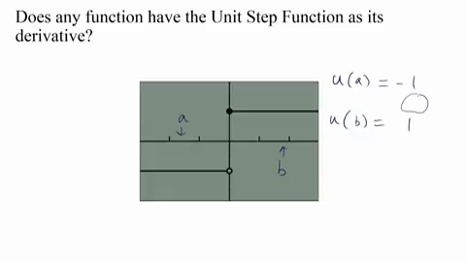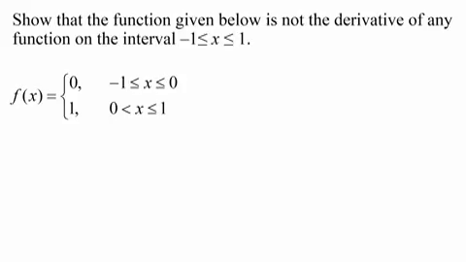Now it's time for you to try a problem. Show that the function given below is not the derivative of any function on the closed interval from -1 to 1. f of x is equal to 0 when x is between -1 and 0, including -1 and 0. f of x is equal to 1 when x is between 0 and 1, including 1. Pause the video while you work on this problem. When you are finished, restart the video to check your solution.